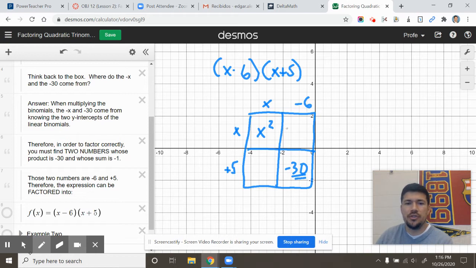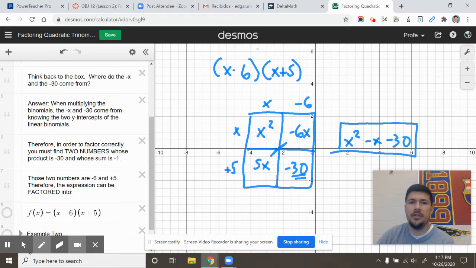These diagonals can be a little tricky, right? But this one's going to be negative 6x, and this one's a positive 5x. And when we combine them, we get our middle term. And then when you combine these, you get x squared minus x minus 30. And so we're going to discover the process through this box. So again, our work has been to go from point A to point B, and now it's going to be in reverse, to go from point B back to point A. So to take a quadratic and find its factors.